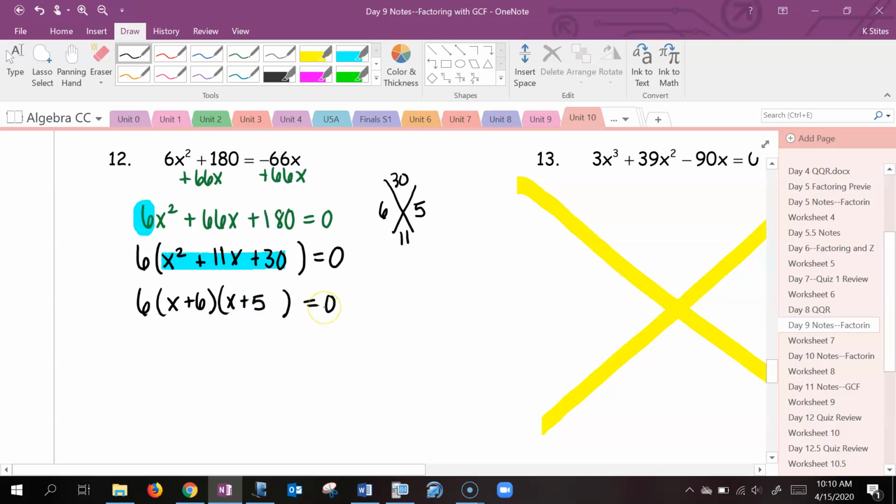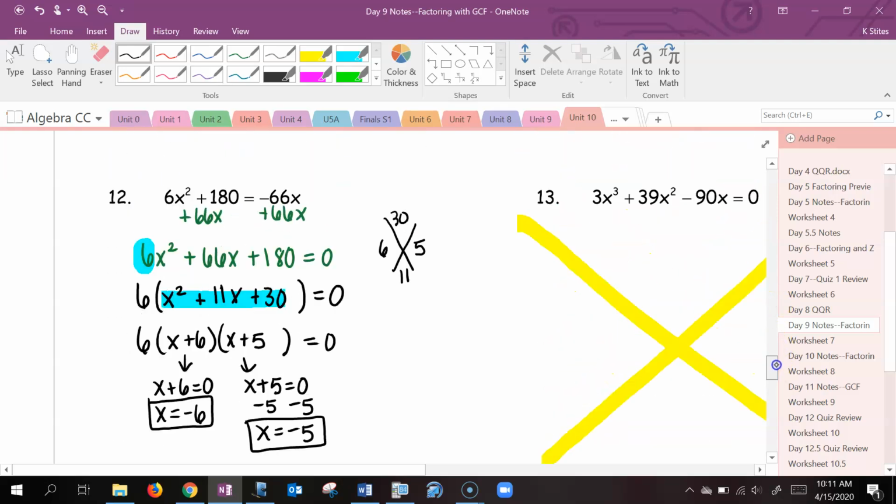And again, since we have that equal 0, we are going to solve now. So we'll set both parts equal to 0. And I'll get x equals -6. And oh, I didn't show my work. I'll show my work for this one. And x equals -5. Okay, and there you go.